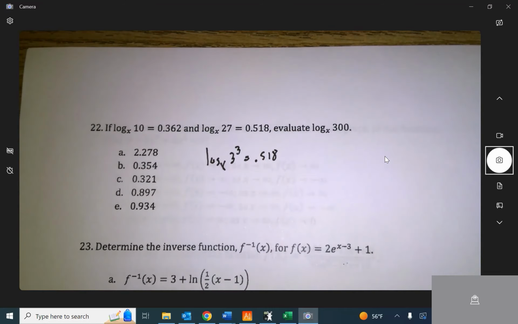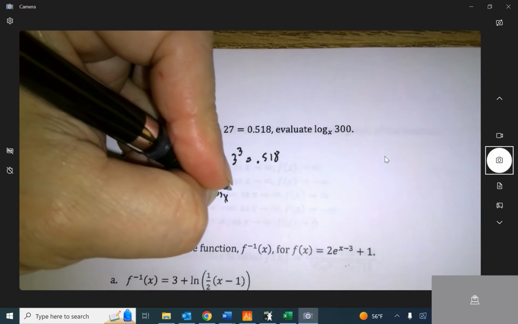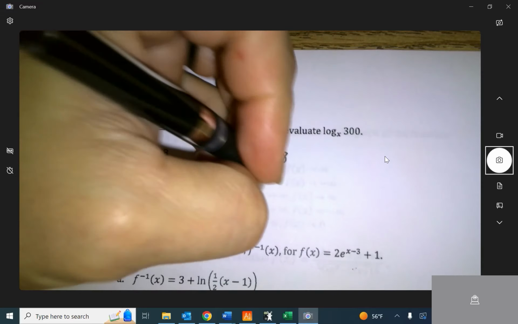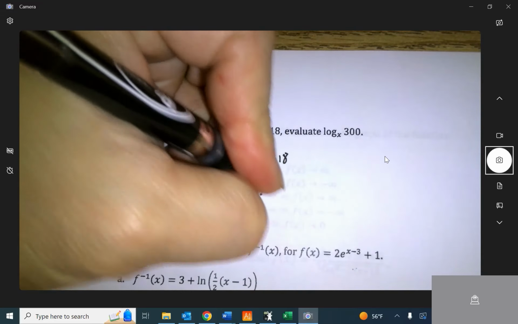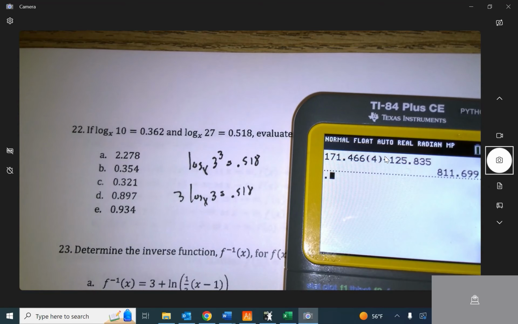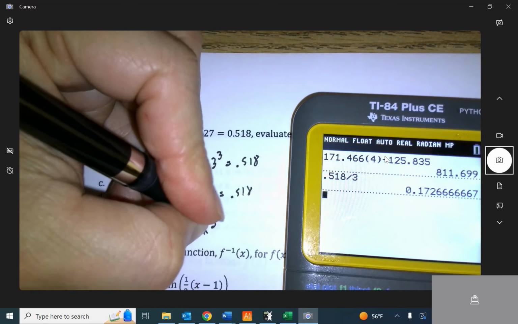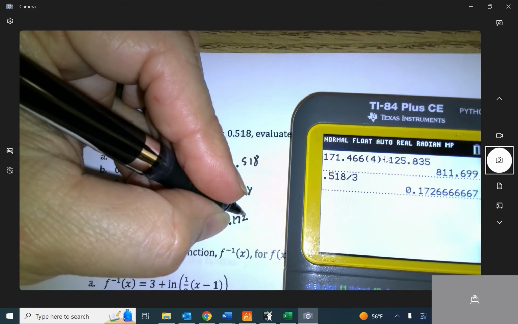Log base x of 3 cubed is 0.518. So log base x of 3 cubed is 0.518. There's got to be a better way to do this, but I can't think of it off the top of my head. And what do we have here? We take that 0.518, we divide it by 3, and I get that log base x of 3 is 0.1727.